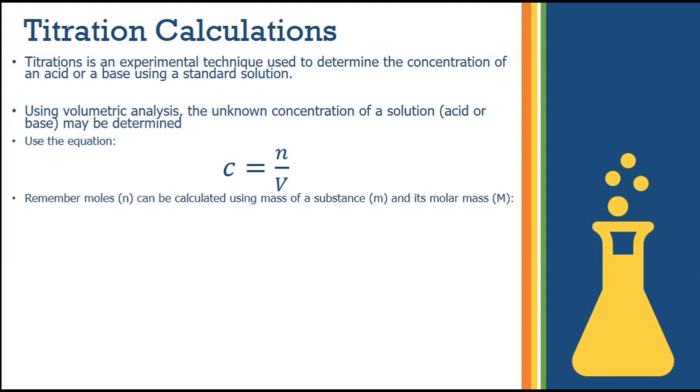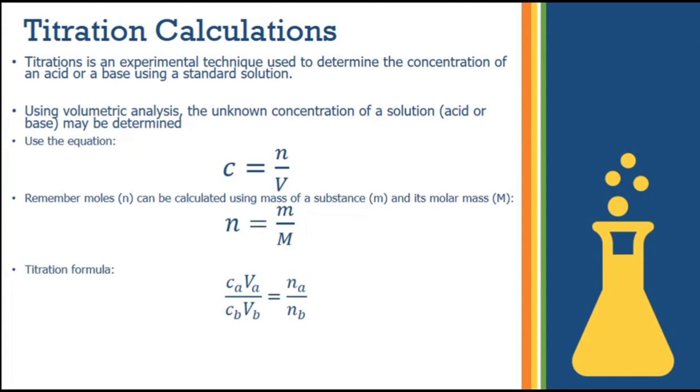Remember that the number of moles can be calculated using the mass of a substance and its molar mass. You remember this equation too from grade 10. n, the number of moles, is equal to small m, that's the given mass, divided by the molar mass, which is what we find in the periodic table from the atomic mass. And so the titration formula now combines both of them. Look at that first formula. There you have C is equal to n over V.